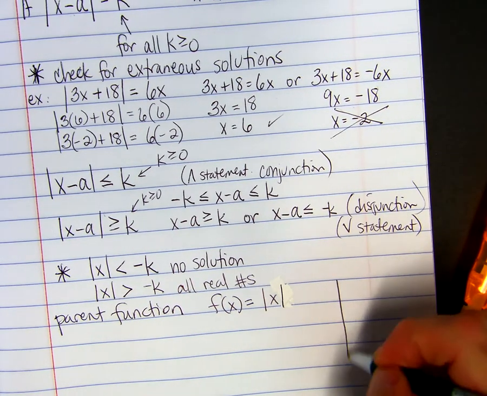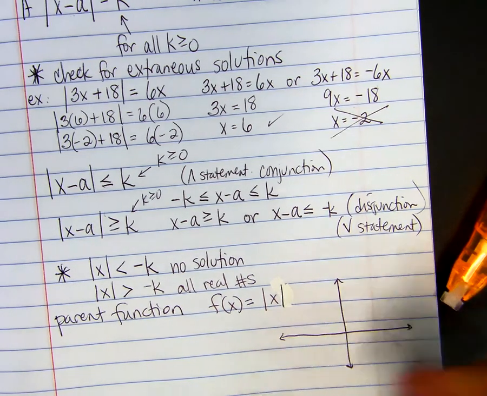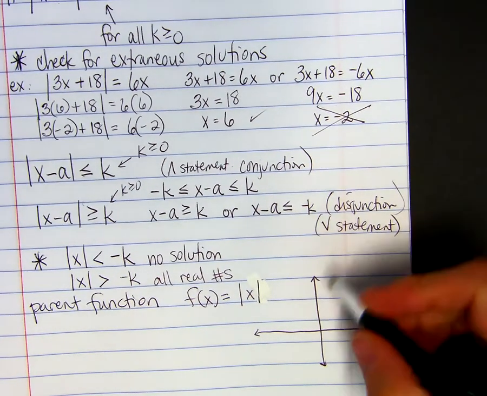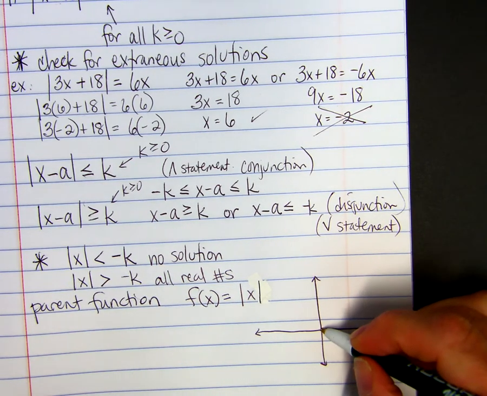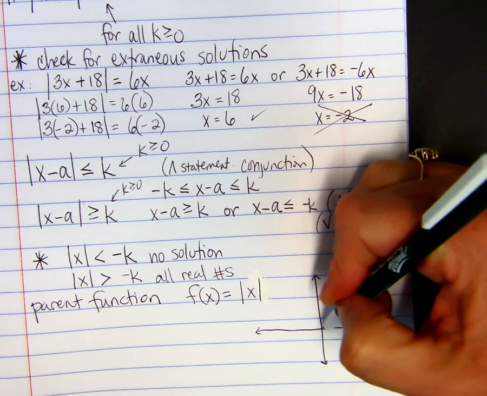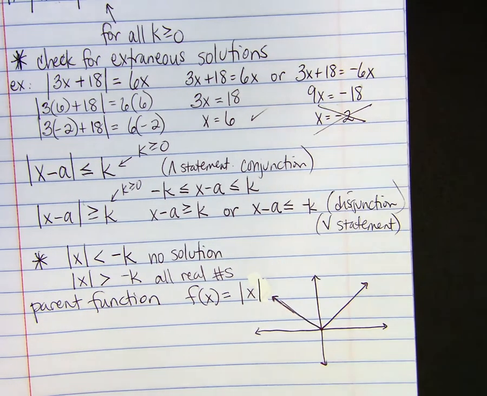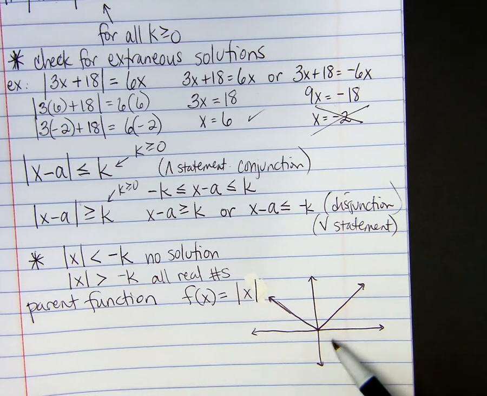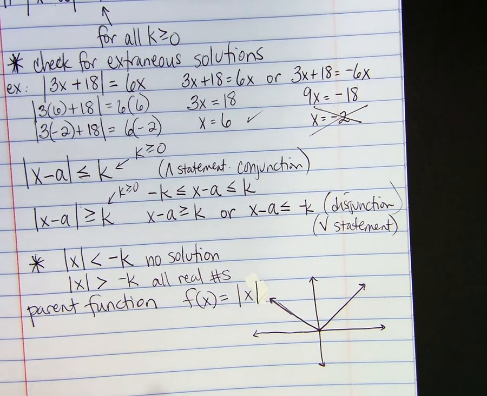So the parent function looks like this. The y values, the domain is all positive numbers. No, the range, sorry. The y values is the range, is all positive numbers. And the domain is all real numbers. So it just looks like a V. And the right half of the V has a slope of 1, and the left half will have a slope of negative 1.